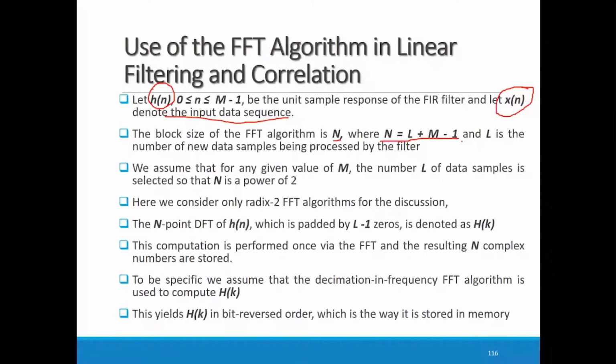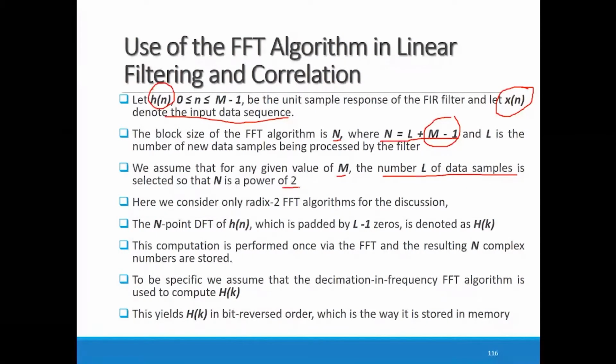N is equal to L plus m minus 1, where L is the number of new data samples being processed by the filter. So as we have seen, total m coefficients are there, and L such coefficients. So you can say L is the number of new data samples being processed by the filter. So we assume that for any given value of m, the number L of data samples is selected so that n is a power of 2. So this is one condition given. So here we consider only the Radix 2 FFT algorithm for this discussion.